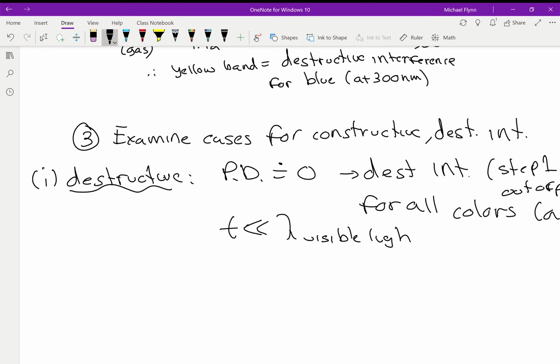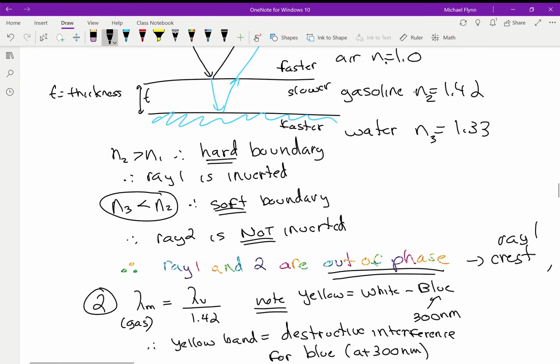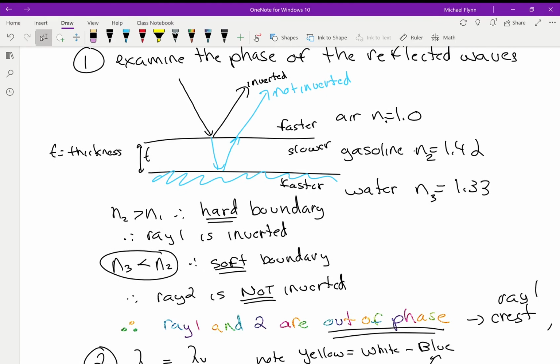So let's say it was 3 nanometers thick. Well, that's way less than 300. And that's basically the waves are on top of each other, okay? All right, so for visible light, like that. Now, here's the deal. What do we mean by path difference in the first place?